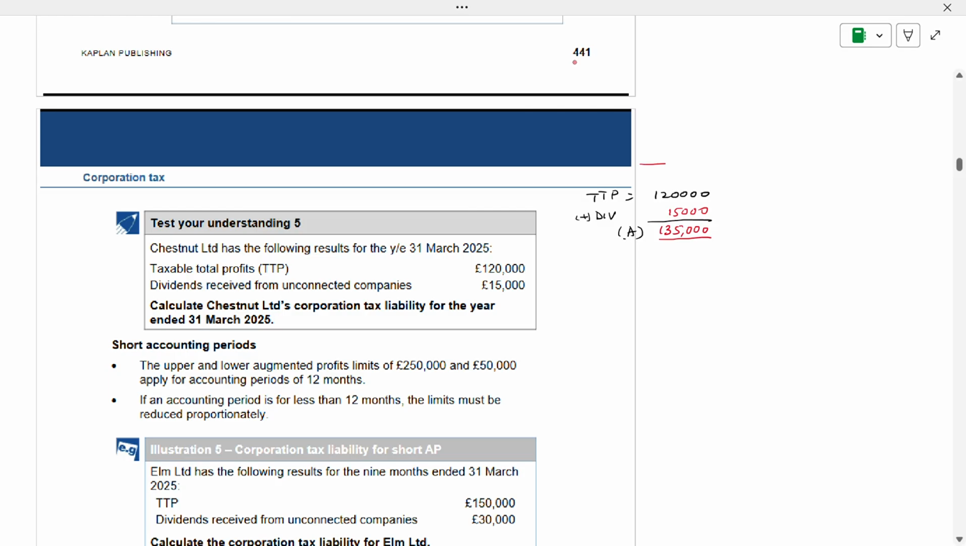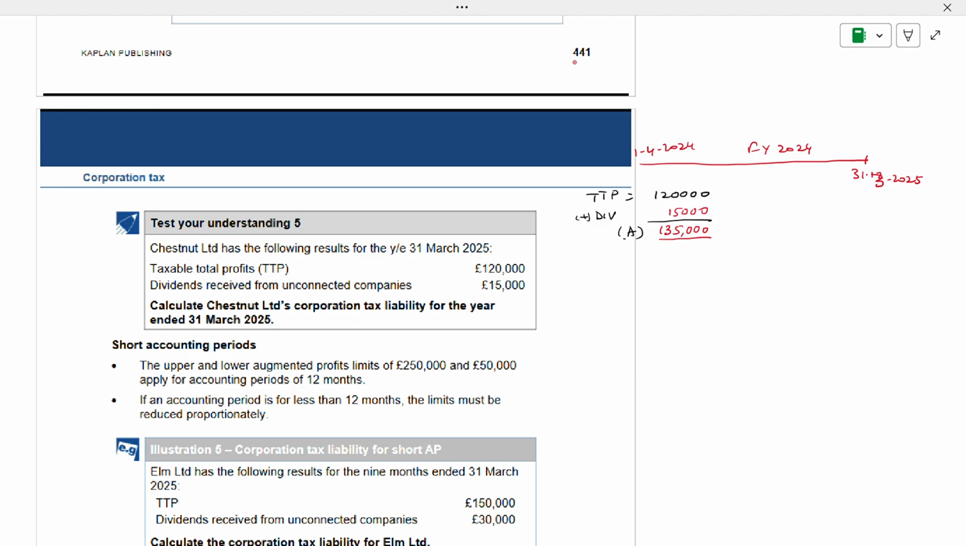Fine. How much is the amount? It is 15,000. It comes to how much? 135,000. Okay, 135,000. Is it right? It is 135,000. In which year is it? The year is also important.